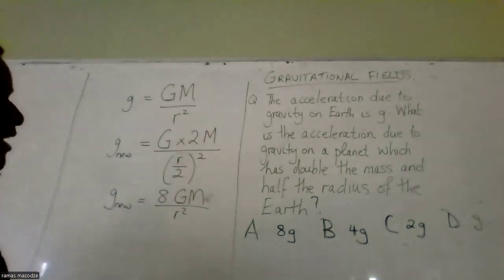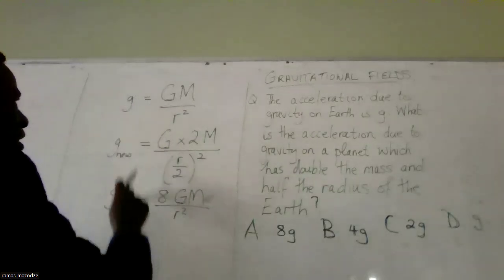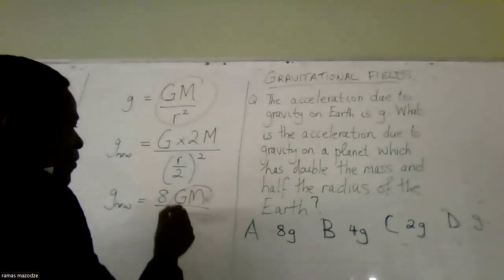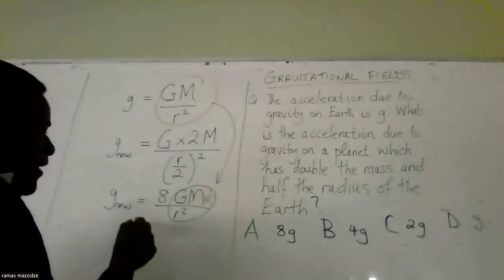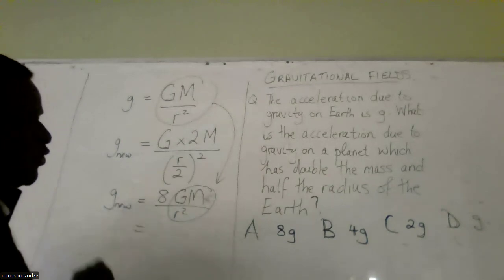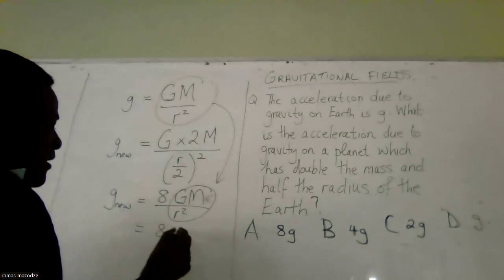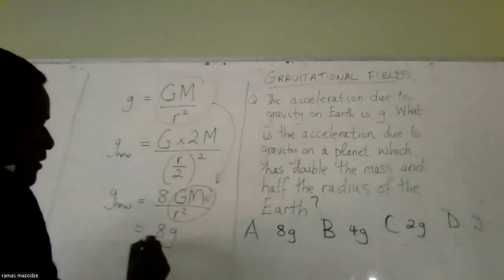So usually I just do it like this. You can now compare the g and the g_new. You see that this is g. All of that is g. So you simply replace it and you find that the acceleration due to gravity, which I call g_new, on this other planet, is 8g. Replace it with g.